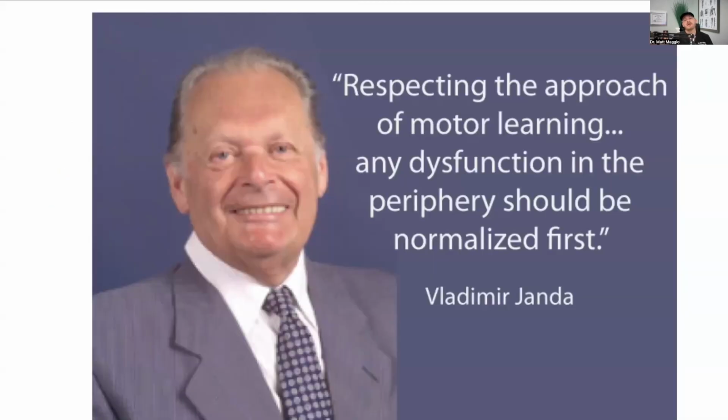So this guy here, a very smart man, is basically considered the founder, the godfather of the neuromuscular based movements. And he basically said, respecting the approach of motor learning, any dysfunction in the periphery should be normalized first. So many people in the neuromuscular world think it's a problem with the wiring, like maybe the glutes aren't firing, maybe they have upper cross syndrome, lower cross syndrome, and things just aren't working how they should. So we need to turn the brain back on and turn that pattern back on, because that's where all the pain is coming from. He's literally saying this, the guy who founded this: we have to get into the periphery first and normalize that first.